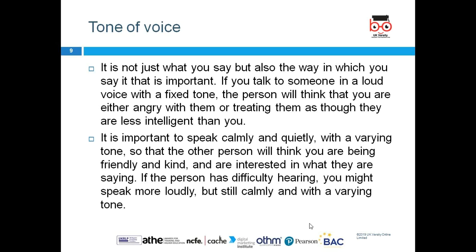So it's important that you speak to them calmly and quietly and use a varying tone, just like you would with your friends. So that the other person will think that you're being friendly and kind and that you're interested in what they're saying. But like we said, if there's somebody who has difficulty hearing, you might want to speak a little bit more loudly, but still try and keep a calm tone with them.